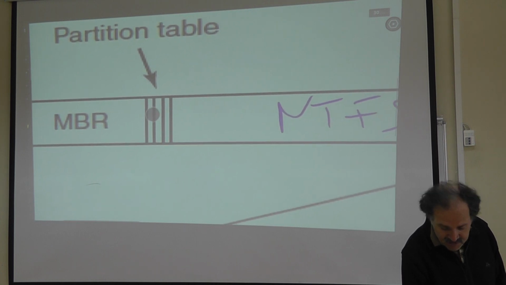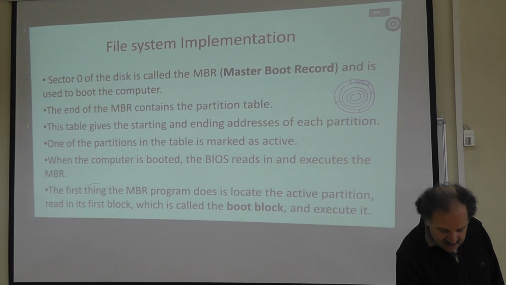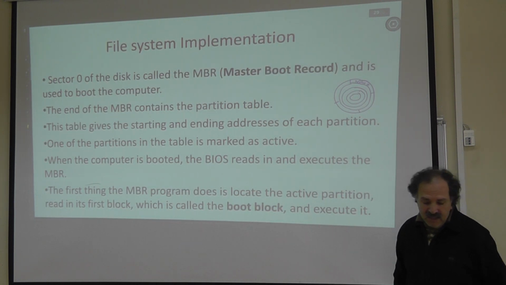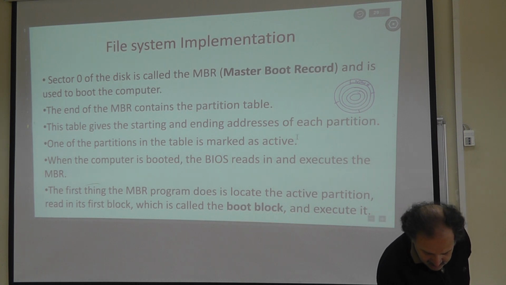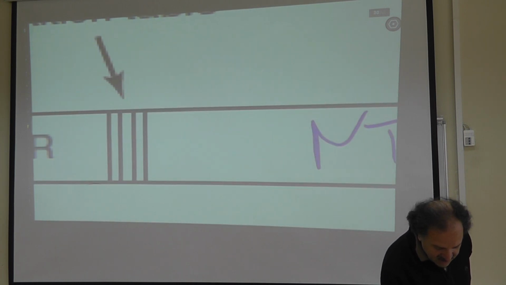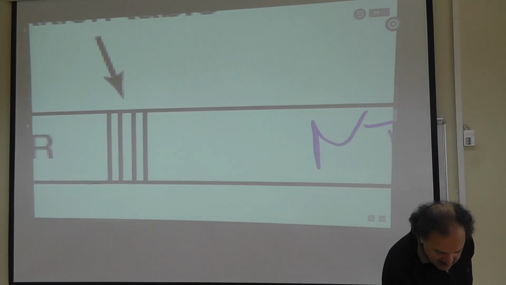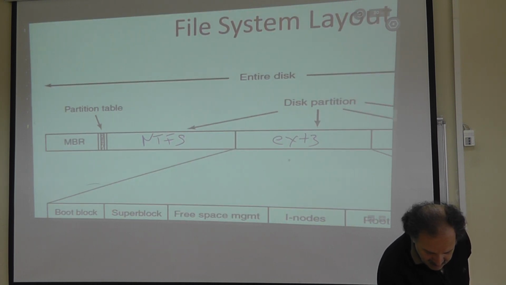So this one gives all the information about the partitions on that disk. This table gives the starting and ending addresses of each partition. How many you have depends on your system. Okay? And one of the partitions in the table is marked as active. Okay, one of the partitions is an active partition. Let's say this partition table says that this partition is an active partition. That means the second one, this one, is my active partition.